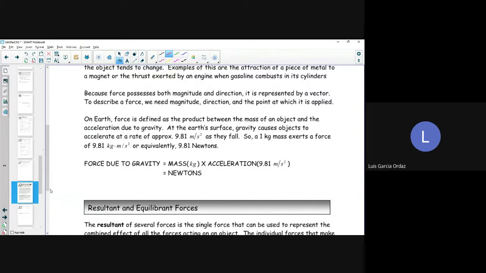So, as all of you physics people know, there's a force on Earth called the force of gravity. So at the Earth's surface, gravity causes objects to accelerate at a rate of approximately 9.81 meters per second squared. So a 1 kilogram mass exerts a force of 1 kilogram times 9.81 meters per second squared, or 9.81 newtons. So force due to gravity is equal to mass times acceleration, measured in newtons.